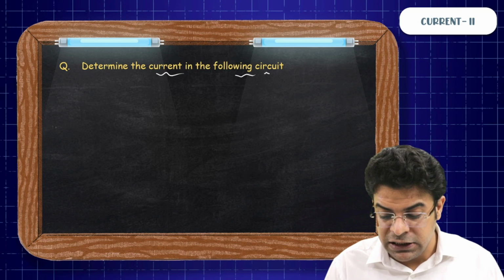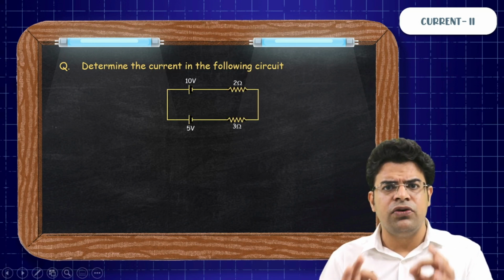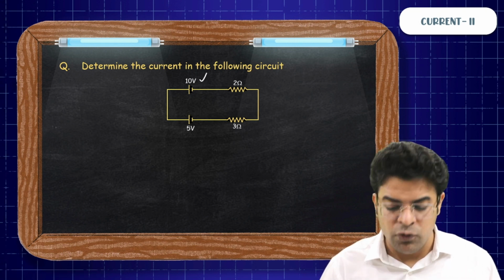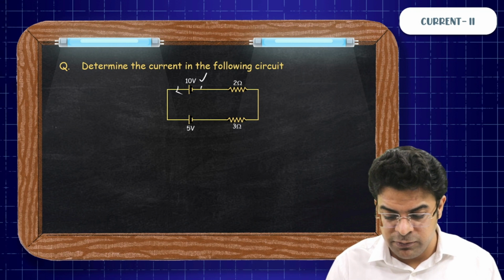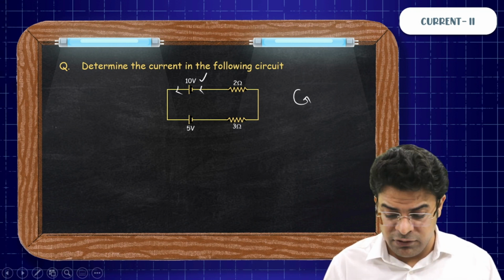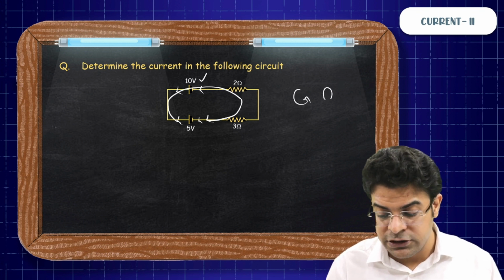Determine the current in the following circuit. So there is a simple circuit given to us, and we need to determine what is the current in this circuit. So you will say this 10 volt tries to drive current from its positive plate to negative plate, that is anti-clockwise, while this 5 volt tries to drive current from its positive plate to its negative plate, so in the loop clockwise. Who wins?